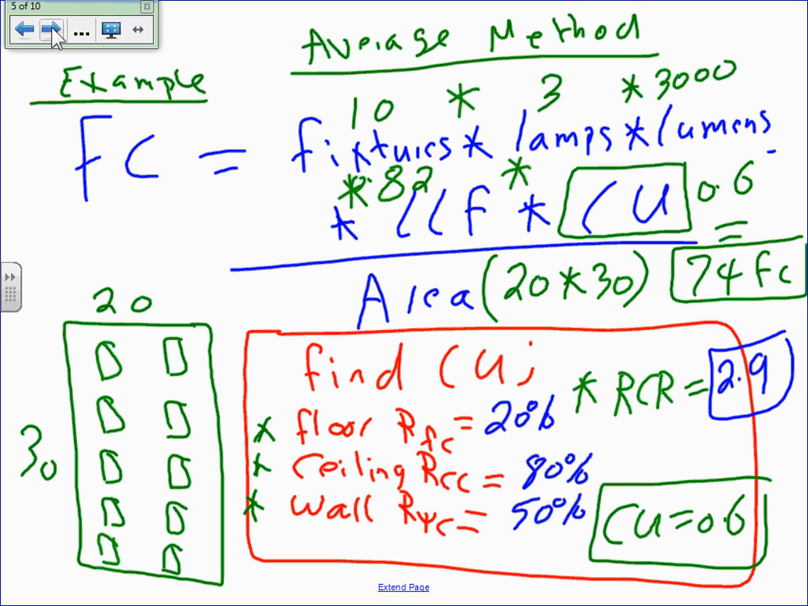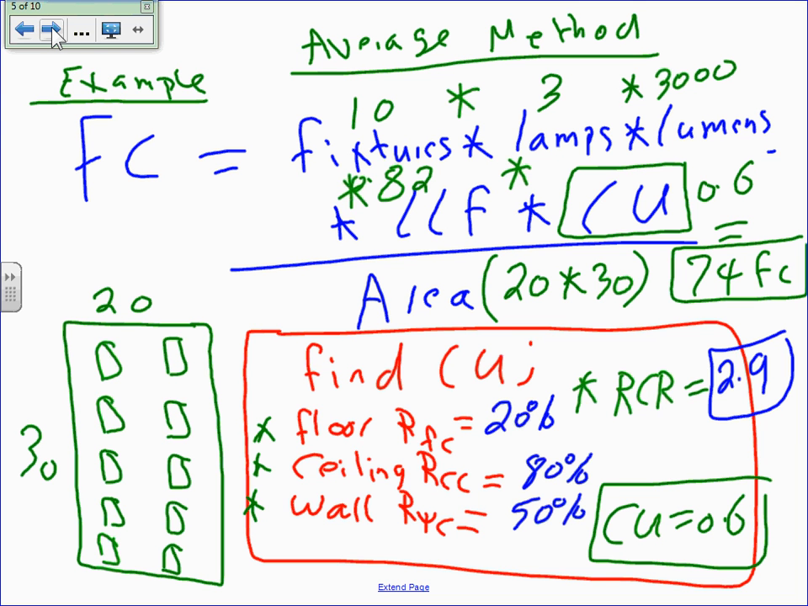Okay. This is where you're going to be using a few things, guys. Take this data, and based on the reflective factor from the floor, the reflective factor from the ceiling, and the walls. These are floor, ceiling, walls. So do me a favor. I want you to go, please, to page 84. And let me show you how to find the coefficient of utilization for this fixture. We came up with coefficient of utilization 0.6. But how did they come up with 0.6?